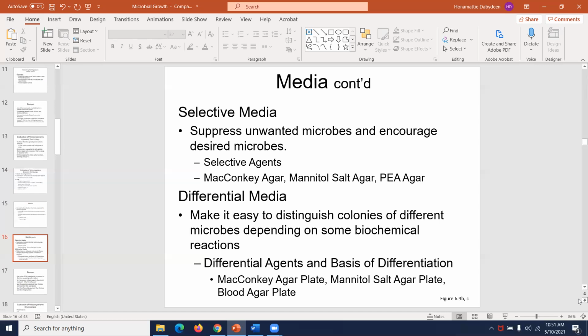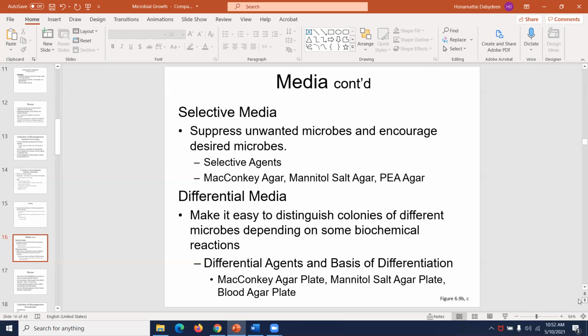Again, we're putting into the medium what we call differential agents. And then we'll look for changes that occur in the medium that will be the basis of differentiation, meaning it will help us to differentiate one group from another. In the lab, we talk about the MacConkey agar plate again, where some organisms will ferment the lactose and produce an acid that will be indicated by a change in a pH indicator.